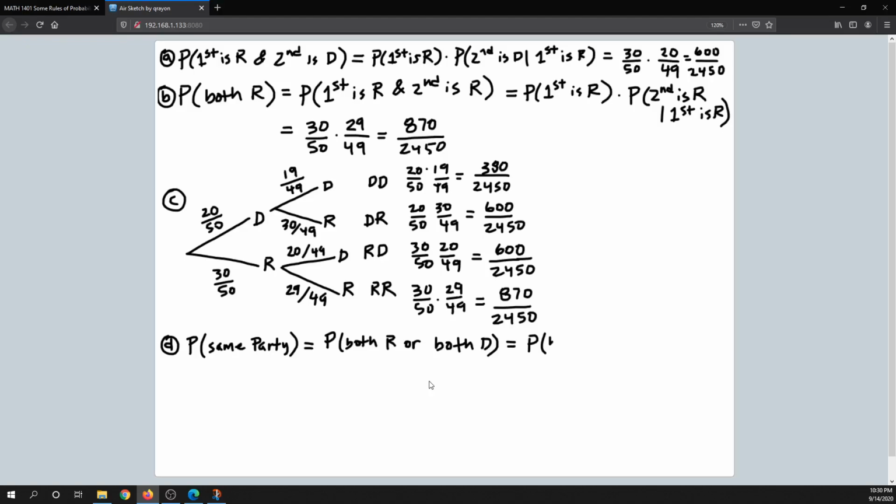And the special addition rule says if I have two mutually exclusive events, and I want to calculate the OR of the two, all I need to do is to add their probabilities together. So this probability is that they're either both Republican or both Democrat. And if you look, we've already calculated these probabilities here. We calculated the probability that they're both Republican up here in part B. So we have that already. So we know the probability that they're both Republican is 870 over 2450.